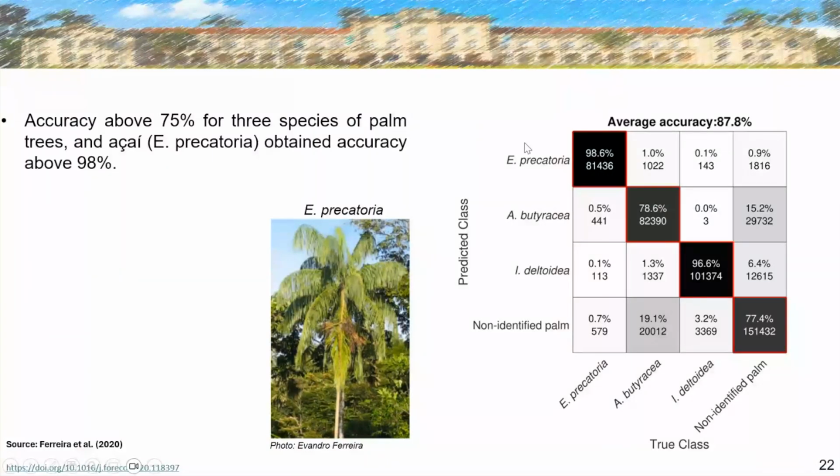And now we have more advanced methods, because this paper was published in 2020, like 5 years ago, but it was the first one to show that we can use low-cost drone images and also deep learning methods to provide very accurate results for this species of palm.